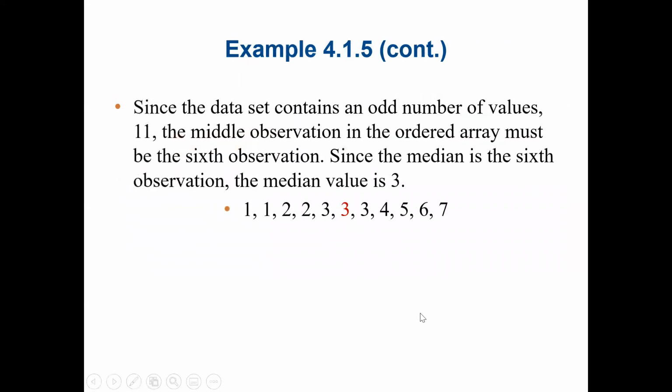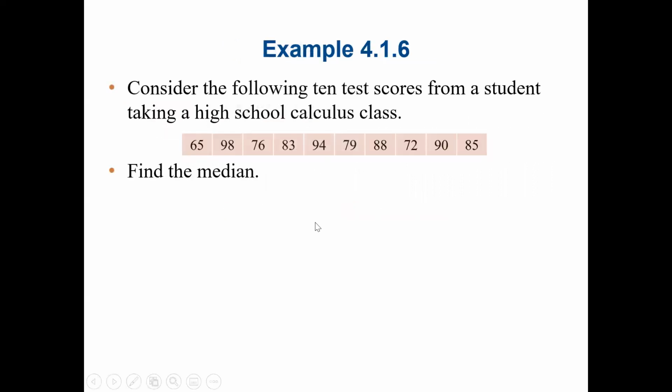Now let's look for the middle value. In this case, since the data set contains an odd number of values, all the values are 11, then we have only one middle value. So the middle observation in the ordered array must be the 6th observation. So the median is 3.